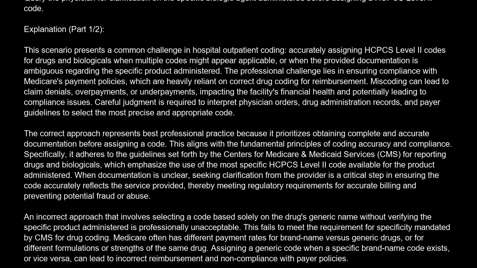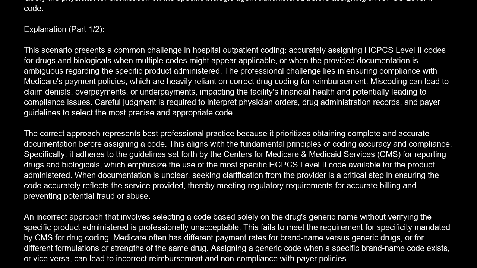The correct answer is B. Query the physician for clarification on the specific biologic agent administered before assigning a HCPCS Level II code. Explanation. This scenario presents a common challenge in hospital outpatient coding: accurately assigning HCPCS Level II codes for drugs and biologicals when multiple codes might appear applicable, or when the provided documentation is ambiguous regarding the specific product administered.